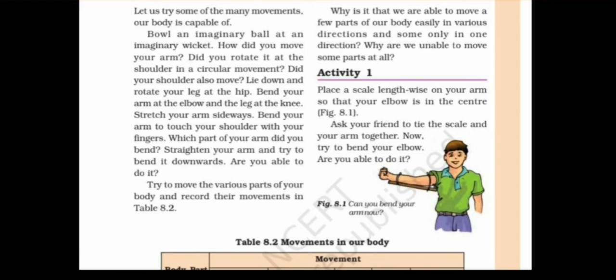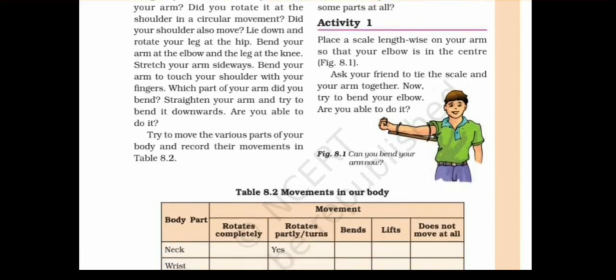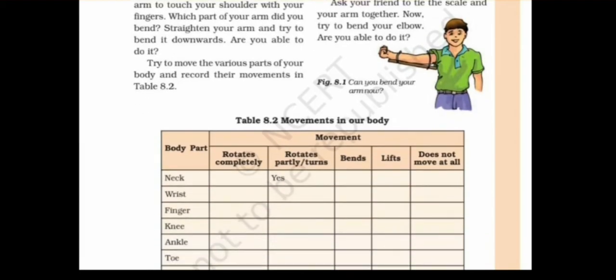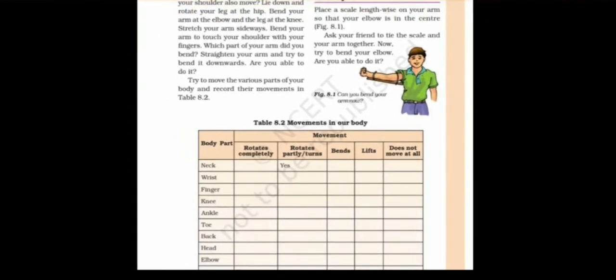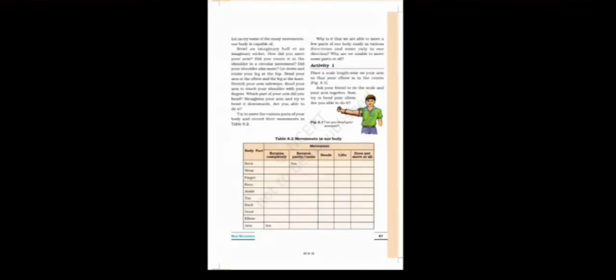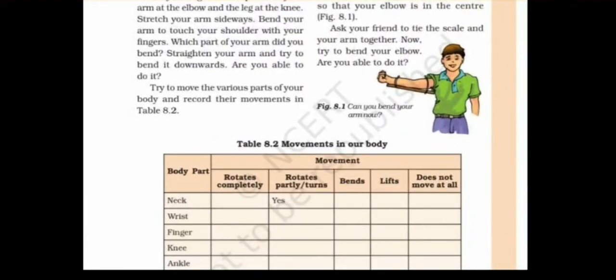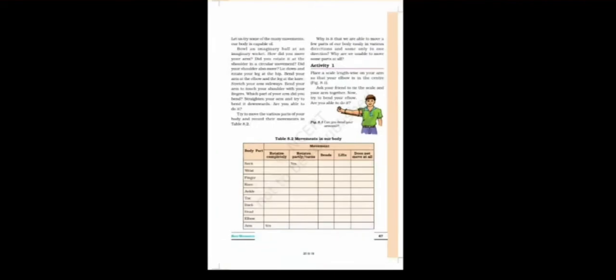Which part of your arm did you bend? Straighten your arm and try to bend it towards you downwards. Now you can also take your arm downwards. Are you able to do it? Yes, all these types of exercise you are able to do. Why are you able to do them? Because of the bones. Try to move the various parts of the body and record their movements in table 8.2. First, we have to notice what type of movements are being done and which you are able to do, and afterwards you can record the movements in table 8.2. See table 8.2.